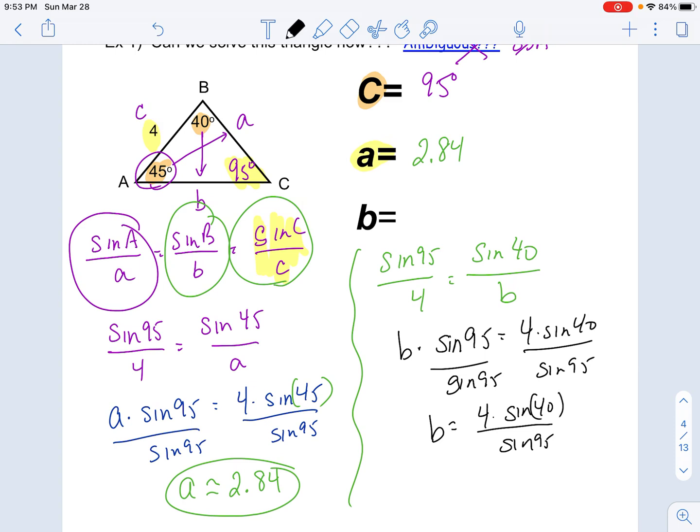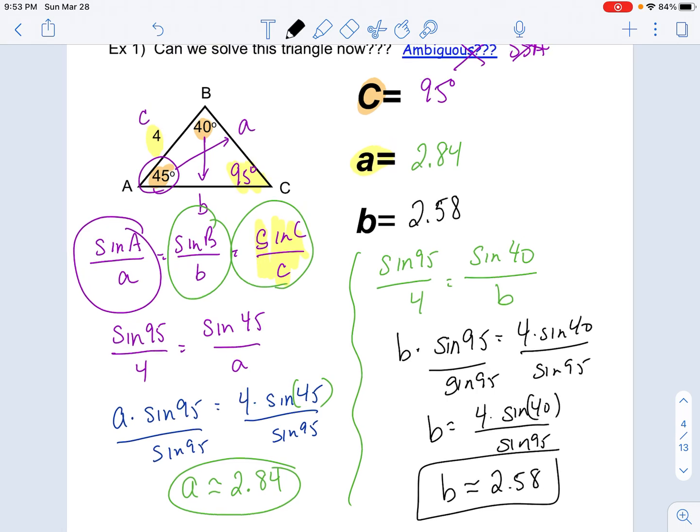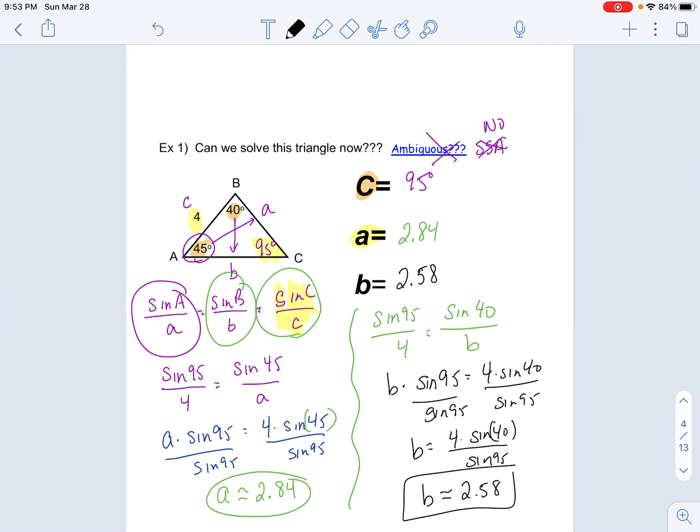And again, be careful if you're going to do it all in one. Make sure you close that parenthesis after the 40. So you do 4 times sine of 40. Close your parenthesis or hit enter and then divide by sine of 95 and you should get b is approximately equal to 2.58. Okay, so there I solved the entire triangle. I found the missing angle, which was 95, and the two sides, which were 2.84 and 2.58.